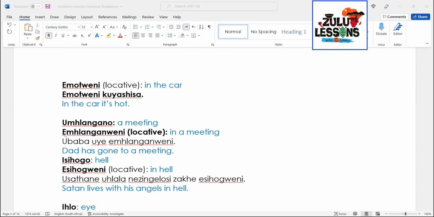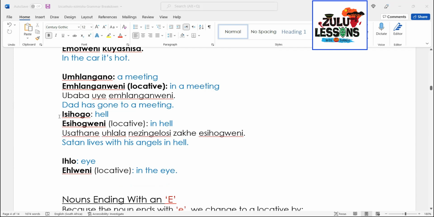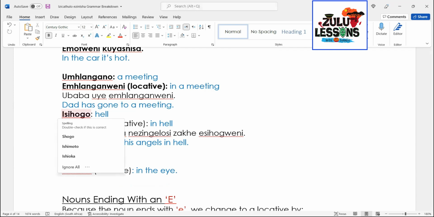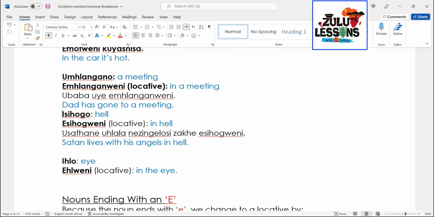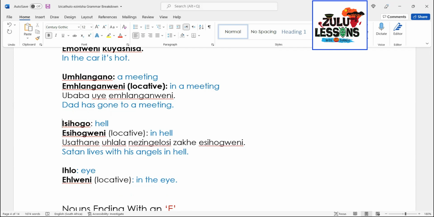And don't forget to put in the letter E instead of the vowel that the noun started with. Now let's have a look. There's another example I made here. And this one is isiHoko, because I had already made an example for us in the sentences above. So let me just go ahead and use this one again.